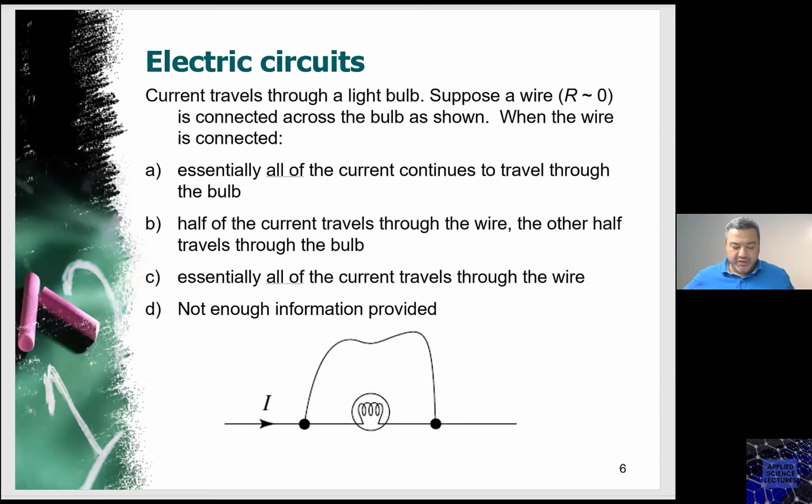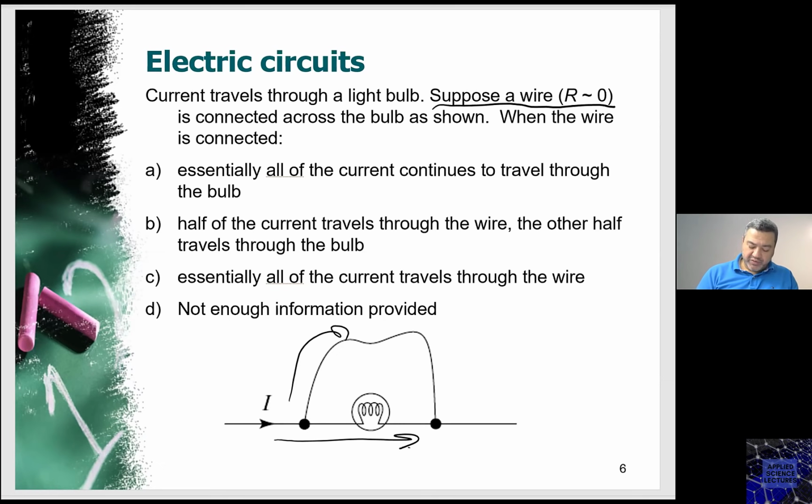In this example, we have current that travels through a light bulb. We brought a wire that has zero resistance, that's an ideal wire, and we connected it across the light bulb as shown. Essentially, all of the current continues to travel through the light bulb. Is this true? Or half of the current travels through the light bulb and the other half goes into this wire, or all of the current travels through the wire, or not enough information provided.